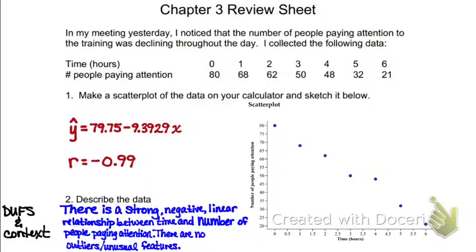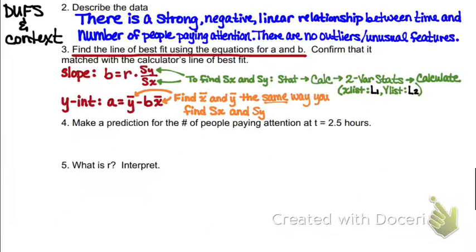All right, so we have a strong negative linear relationship between time and number of people paying attention. There are no outliers or unusual features. Sorry, I forgot to mention, Mohammed, you did a great job of including context in your description there. Always make sure that you're including context. Let me pop that up a little bit higher on the screen. Strong negative linear relationship between time and number of people paying attention. No outliers or unusual features.